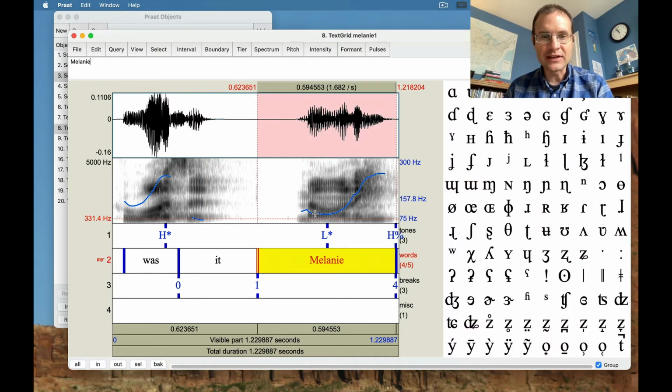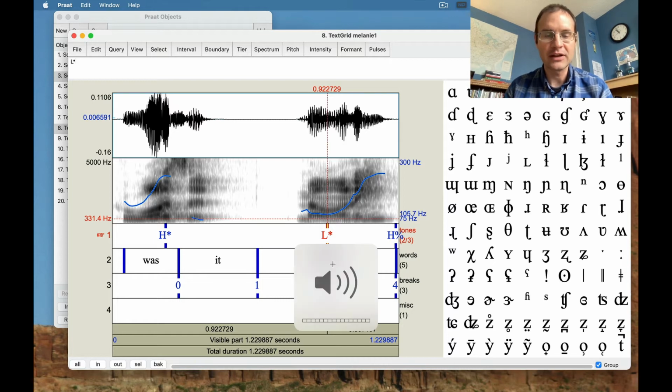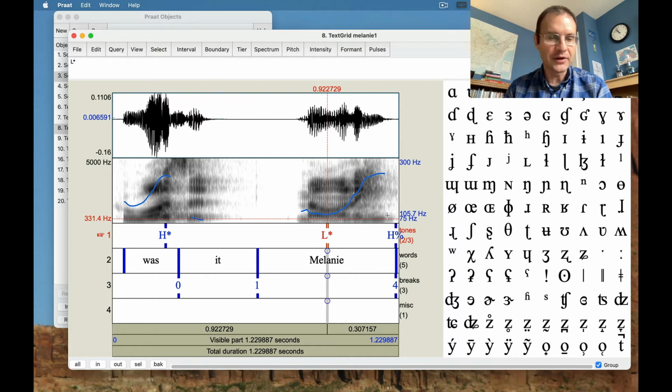Melanie? I think this is pretty obviously the typical yes/no question contour that we get in English. So there's a low star in Melanie. We should hear it basically as part of the first syllable in Melanie, the stressed syllable. Melanie? So Melanie bounces on that first syllable and then goes straight up. So we have a low star followed by a high boundary tone.